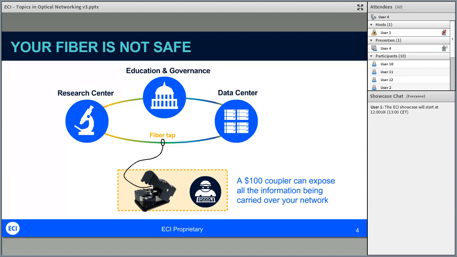So, optical encryption. It starts with the premise that fiber underlies the bulk of your communications. Certainly that would be the case in all the NREN networks that are being engineered. They all have a very strong fiber optic base, which is providing the basis for the packet communications.